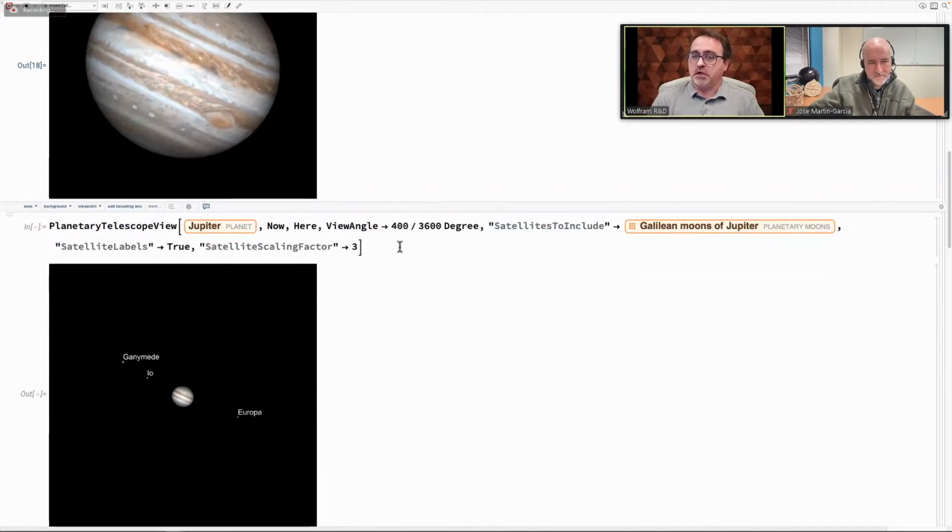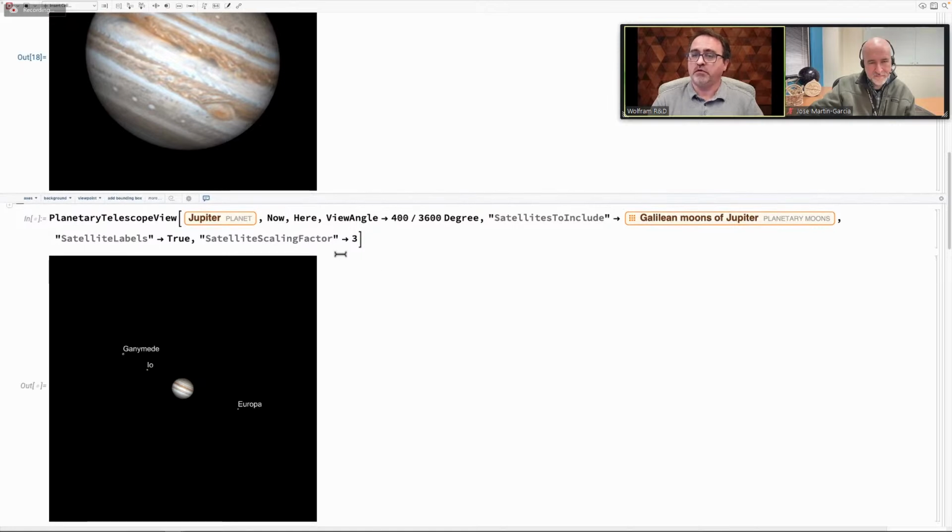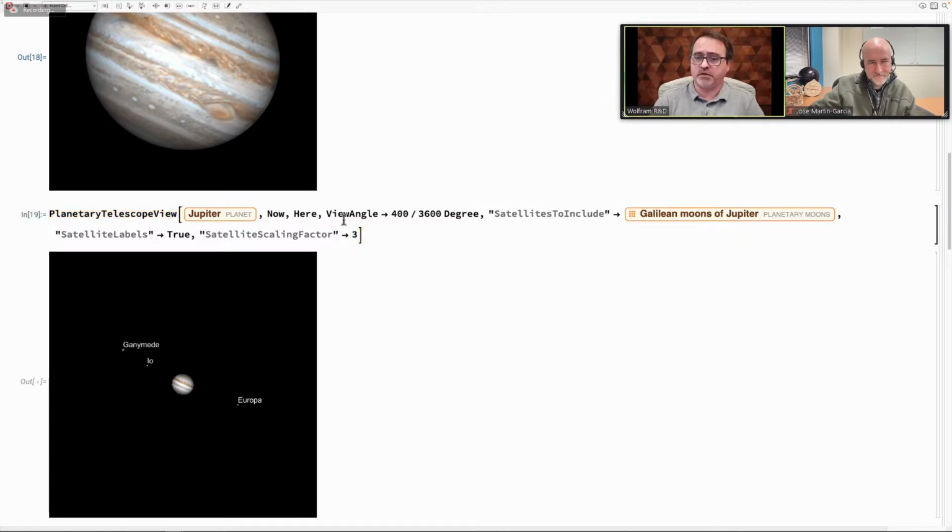Something else we can do. Jose showed some of this with his 2D AstroGraphics, but here's a 3D representation as well. We've got the planet Jupiter right now, or at least it was when I evaluated. If I reevaluate this, moons will move. Moons have moved just a little bit there. So here you can see Jupiter. Currently, you can't see the Great Red Spot on here, but you can see at least 3 of the moons here. Callisto is probably outside the bounding area here.